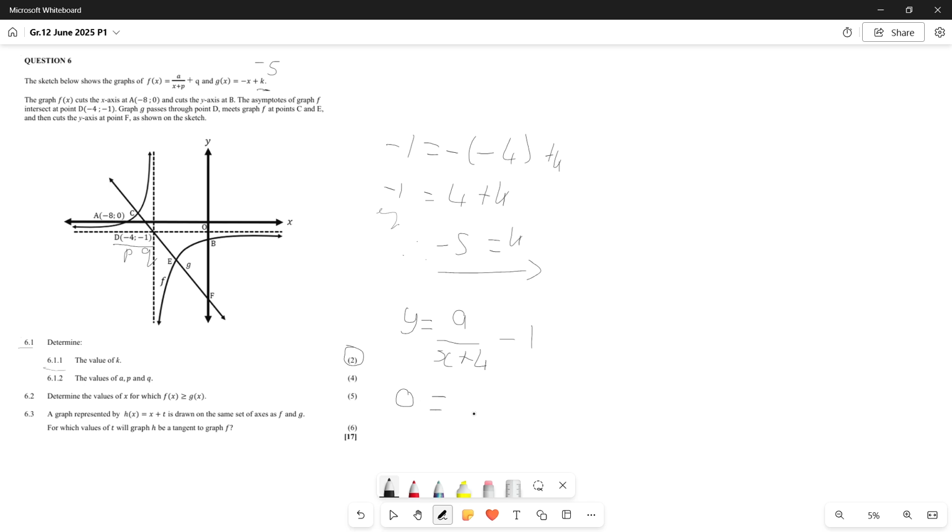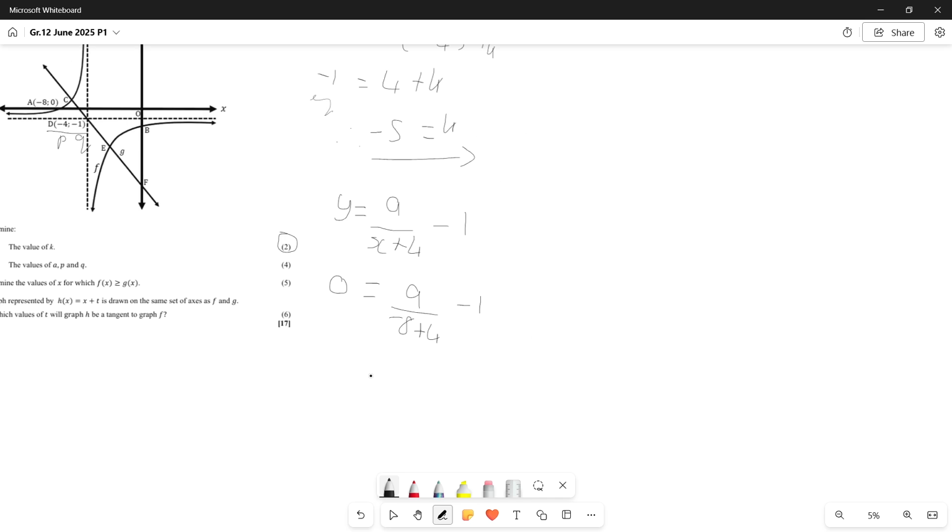So we make y 0 there. We plug this in. We have 0 equals a over minus 8 plus 4, minus 1. And then we can go ahead and solve for this. So take the minus 1 over, becomes positive 1. We have 1 equals a over negative 8 plus 4, which is negative 4. And then we times this guy up. We have minus 4 equals a.